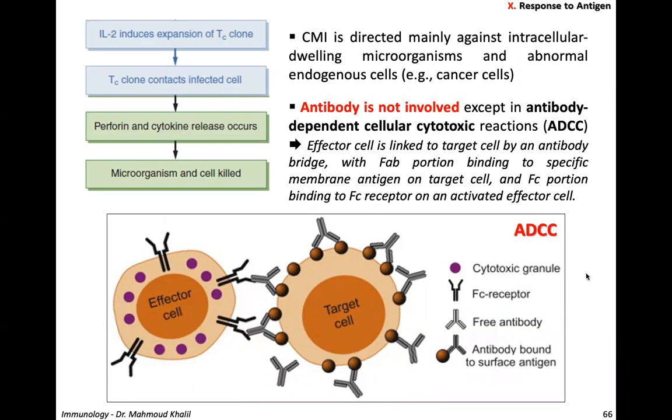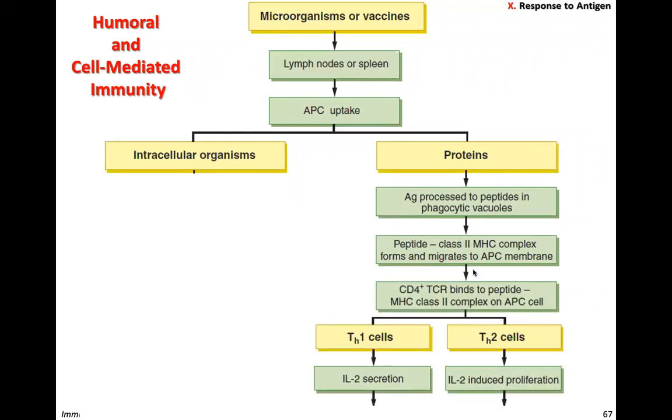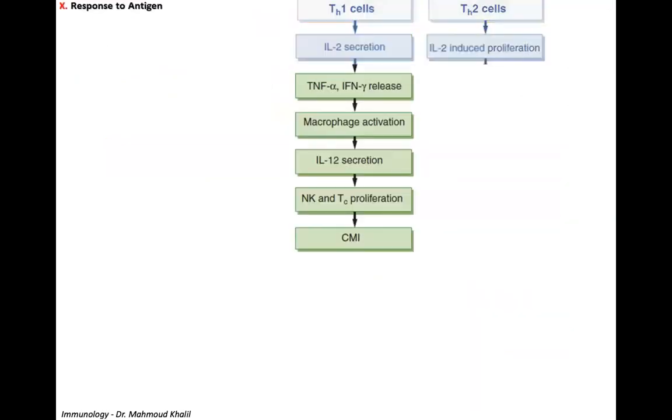So now let's go back to the other branch. We have seen that this branch ends with interleukin-2 secretion from the T helper 1 and interleukin-2 induced proliferation of the T helper 2 cells. Soon after that, interleukin-2 secretion induces the secretion of TNF alpha and interferon gamma, which lead to the activation of the macrophage, which leads to the secretion of interleukin 12 that promotes the proliferation again of more TC cells and natural killer cells, which ultimately will lead to cell-mediated immunity.